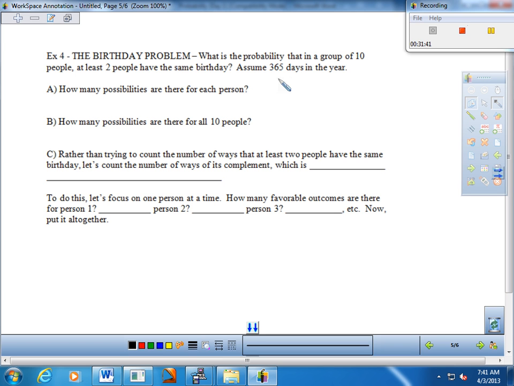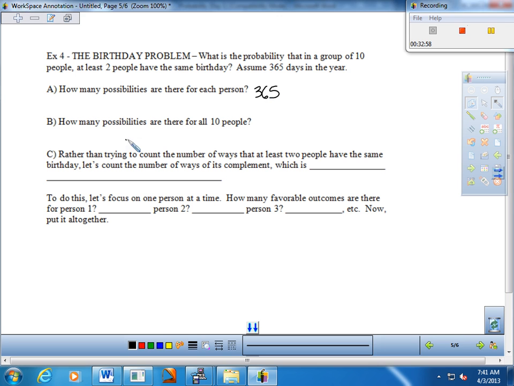It's kind of interesting. Letter A, how many possibilities are there for each person? All right, well, fair enough. For you and for each of the 10 people in the group, there are 365 possibilities. You can be born on any one of those 365 days. So how many possibilities are there for each person? Obviously 365. Now here's a great one. Letter B, let's extrapolate a little bit now. How many possibilities are there for all 10 people?